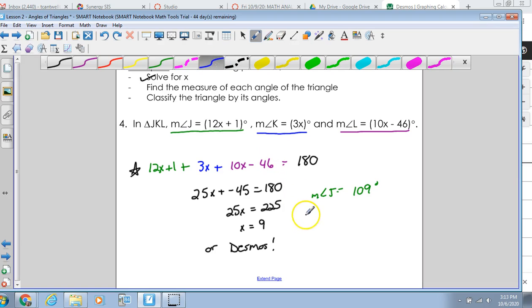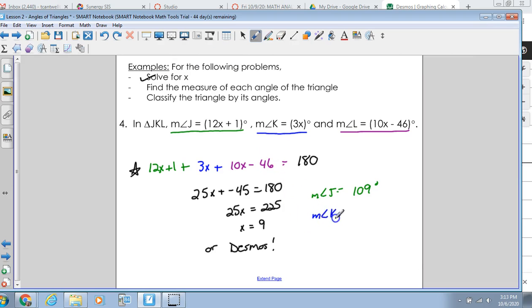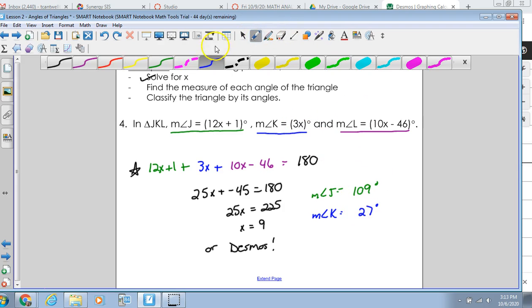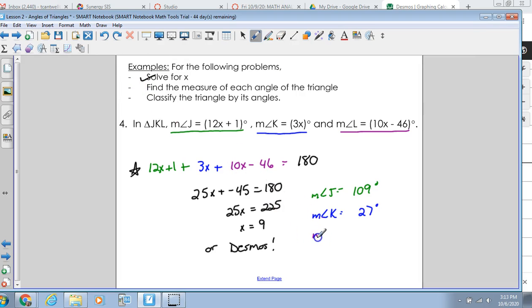When we solve for angle K, measure of angle K equals 3x. 3 times 9, that's 27 degrees. And measure of angle L, when we plug in 10 times 9 minus 46, that gives us 44 degrees. So we found the measure of each angle and classify the triangle by its angles. Since we have one angle here that is larger than 90 degrees, this is an obtuse triangle. So x equals 9. Our angles are 109, 27, and 44, and we have an obtuse triangle.